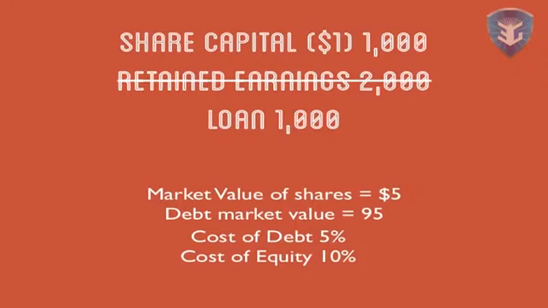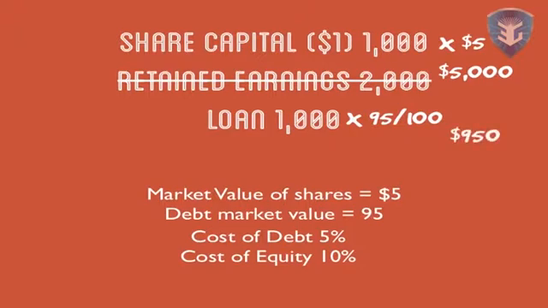Let's do exactly the same, this time using market values. Hopefully you understand why I've put the big line through that, because when it comes to market value of shares, I'm only interested in one thing, the share capital, and I'm interested in its market value, which I get told is $5. So therefore the market value of equity is 5,000. As for the loans, the market value of the loan is not 1,000, it gets quoted at 95 out of every 100, so times by 95 over 100 is 950. That's the market value of debt.